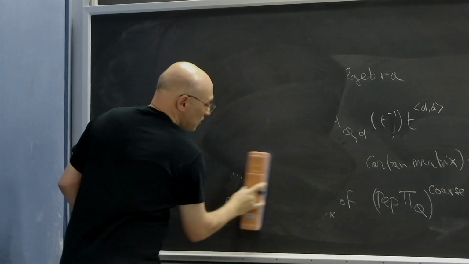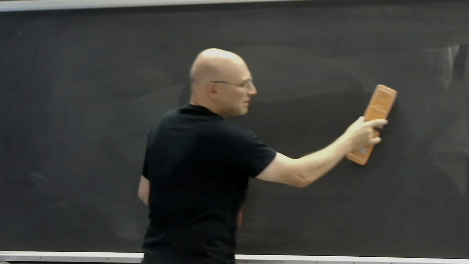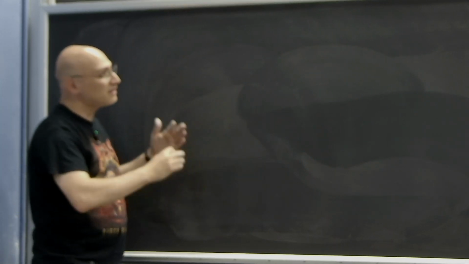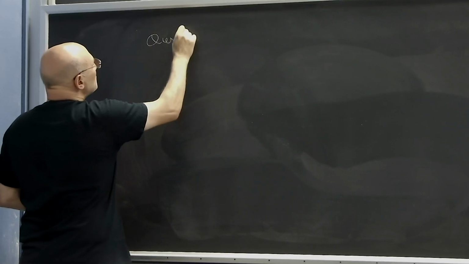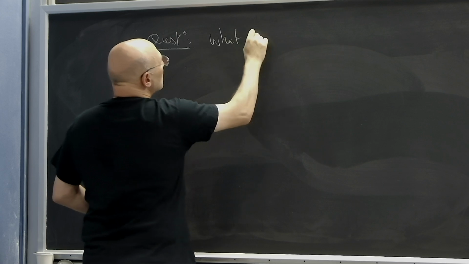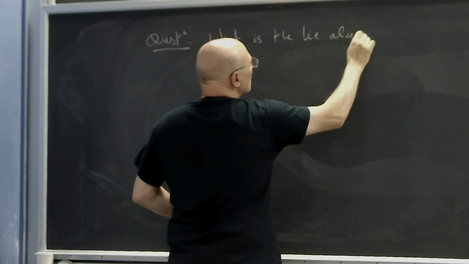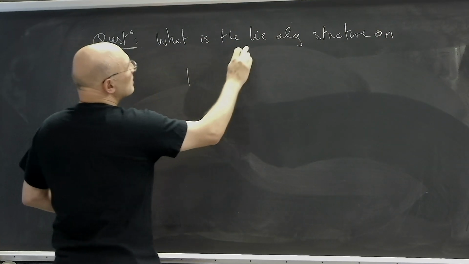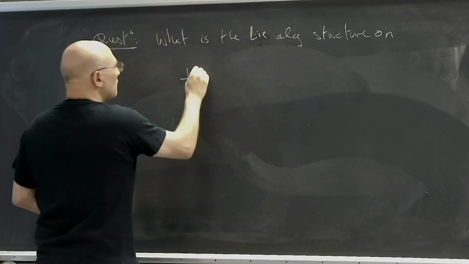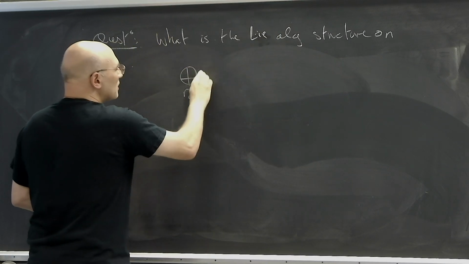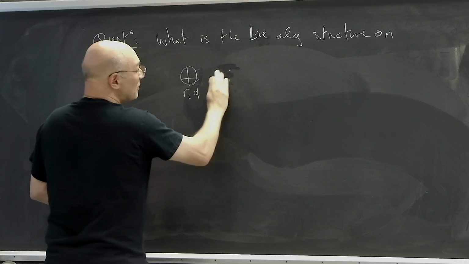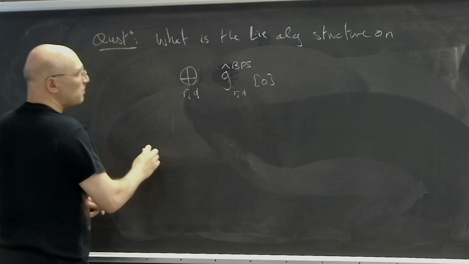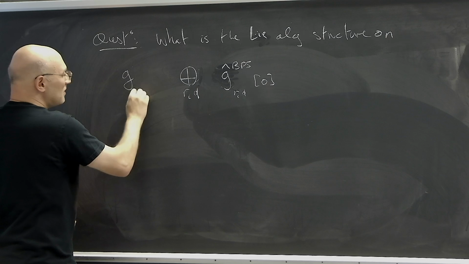And I just want to end with this question that I don't know the answer to, and I really would love to. And I think the object that you should get as an answer should be nice and clean. So the question is, what is the Lie algebra structure on, let's say, the direct sum for all rank and degree of the degree 0 part. Let's call this g_0.